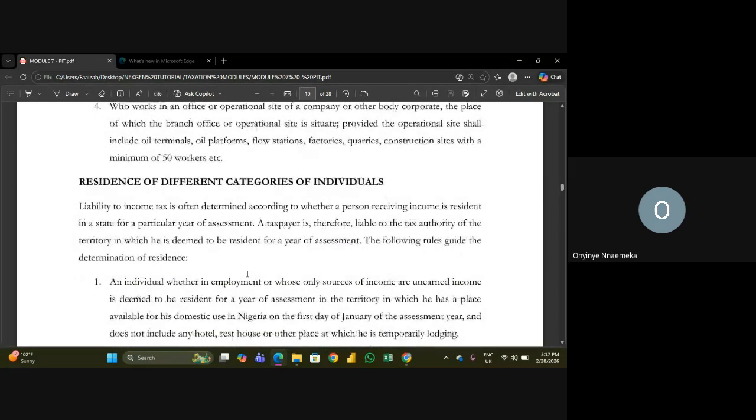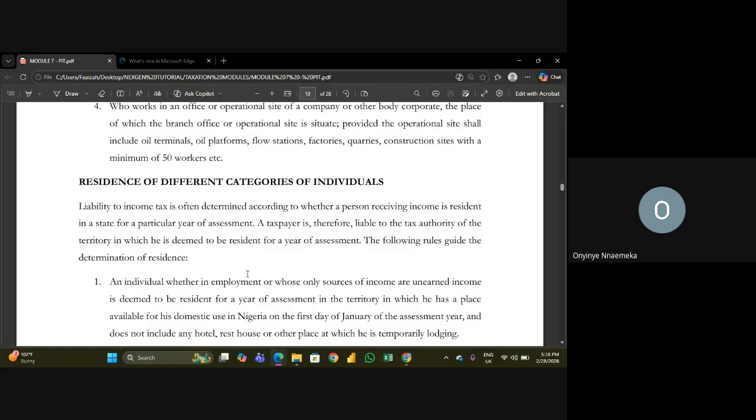Residence of different categories of individuals. Now, we have different categories of individuals. Liability to income tax is often determined according to whether a person receiving income is resident in a state for a particular year of assessment. Because this tax will be collected by somebody, right? Which government will collect your tax? That is the question here. Is it your state government that will collect it, or Osun state government, or Ogun state government? You need to determine your residence so that you can know who will collect your tax.